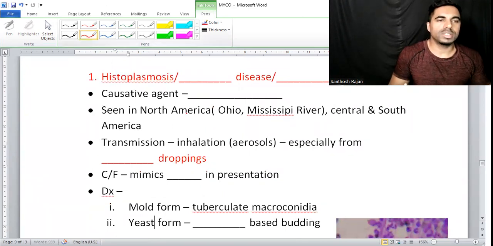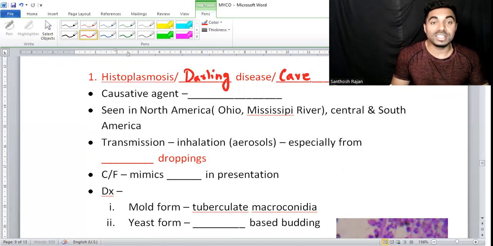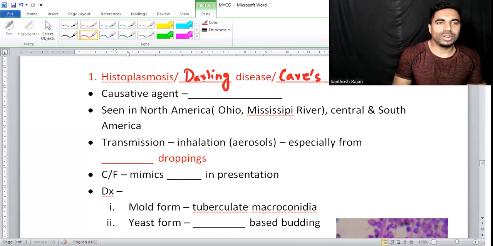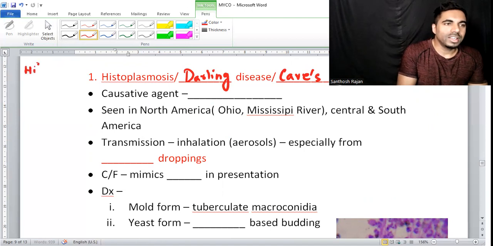Instead of histoplasmosis, what can they give you in the option? They'll give you Darling disease. Darling disease is otherwise also called Caves disease or Cavers disease. So many names are there. You remember: Darling and Cave. You hit your darling in cave. When histoplasmosis comes, just remember, hit your darling in cave.